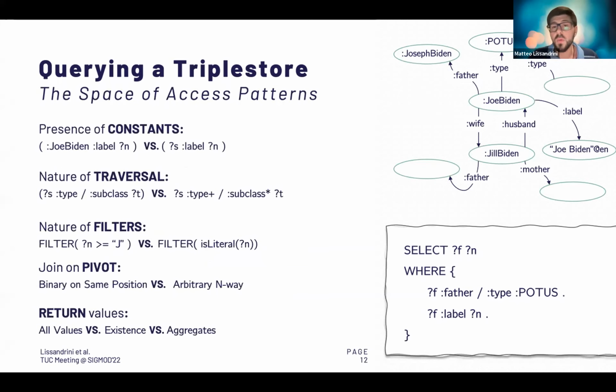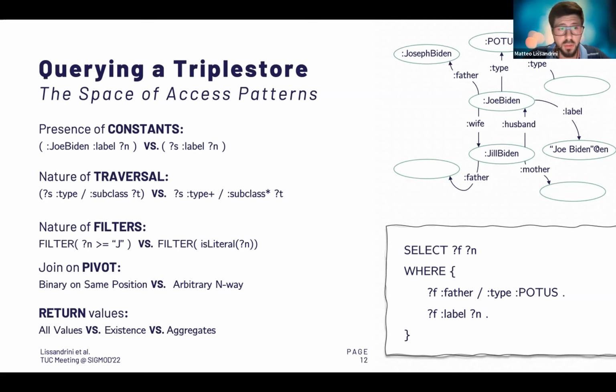When we look at how we can execute this, so when we move from the declarative query to something that is nearer to the actual physical plan, what we propose is to look at the space of the access patterns to which different parts of the query can translate. In particular, here we propose to look at these features divided into these 5 different categories.